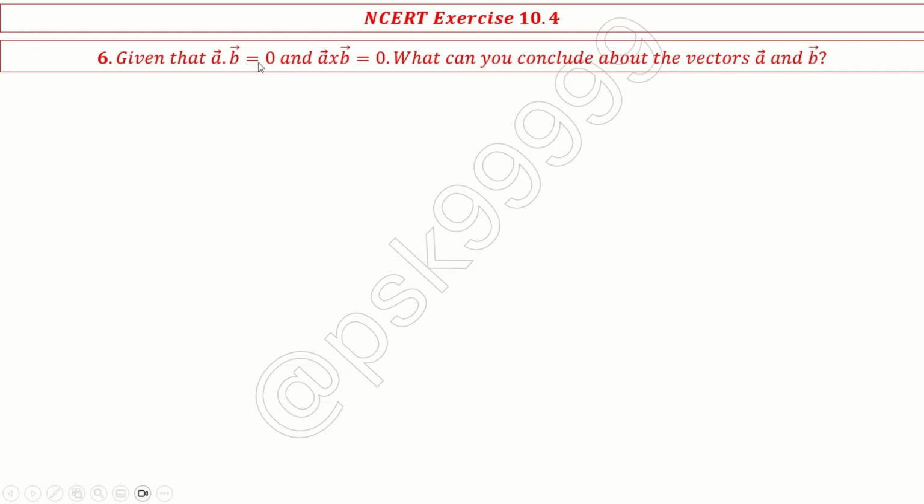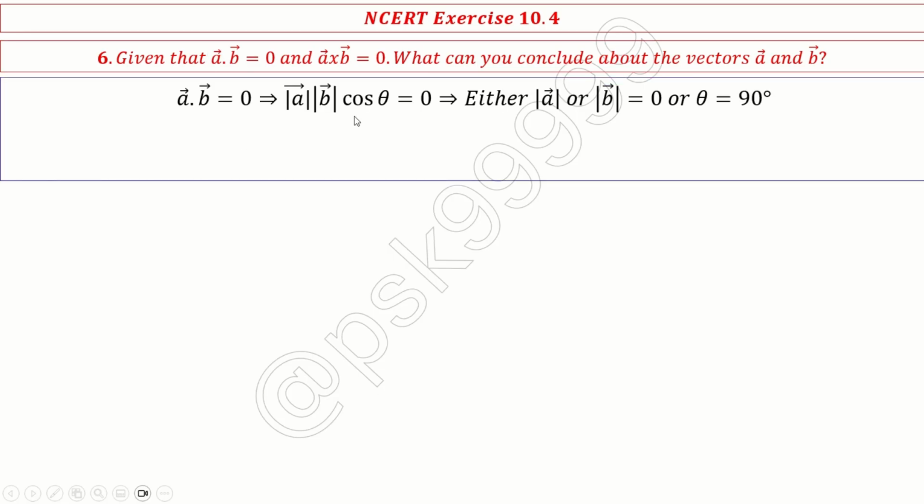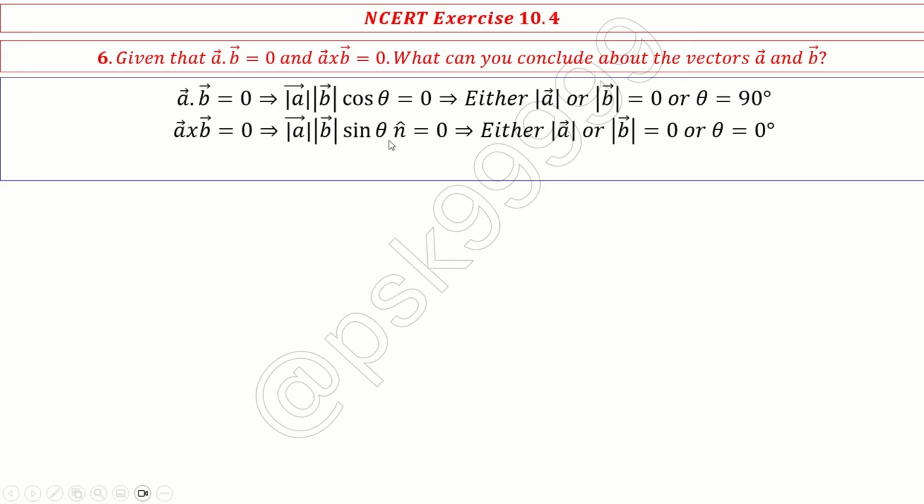Given that a bar dot b bar equal to 0 and a bar cross b bar equal to 0, what can you conclude about the vectors a and b? If a bar dot b bar is equal to 0, what can you say? It's only that cos theta should be 0, which means theta is equal to 90 degrees, or magnitude of one of these vectors should be 0. This is also possible. And for a cross b equal to 0, either sin theta equal to 0 or either of the vectors is null. Theta cannot be 90 degrees and 0 degrees at the same time, that's not possible. So either of these vectors is a null vector.